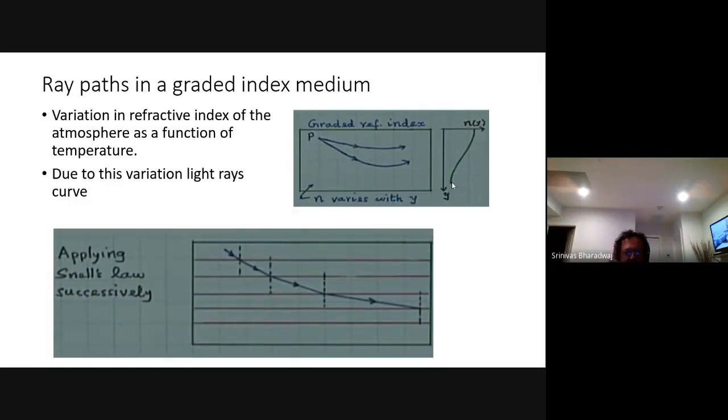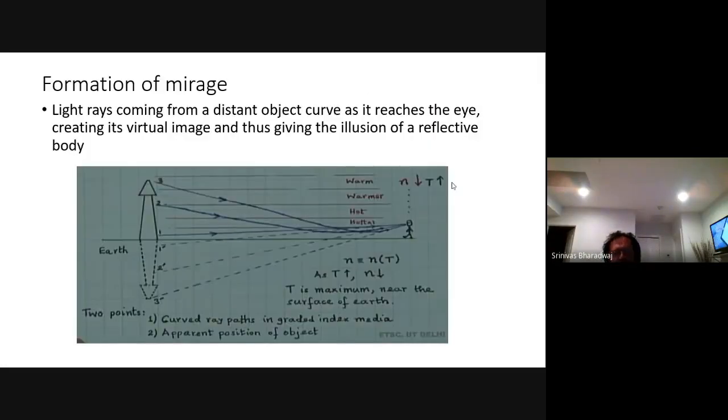You have N, N1 and N2. Here there is a gradation of the refractive index. This is called a graded index fiber, and therefore there is this graded index of the medium in between. So now light waves coming from a distant object curve as they reach the eye.